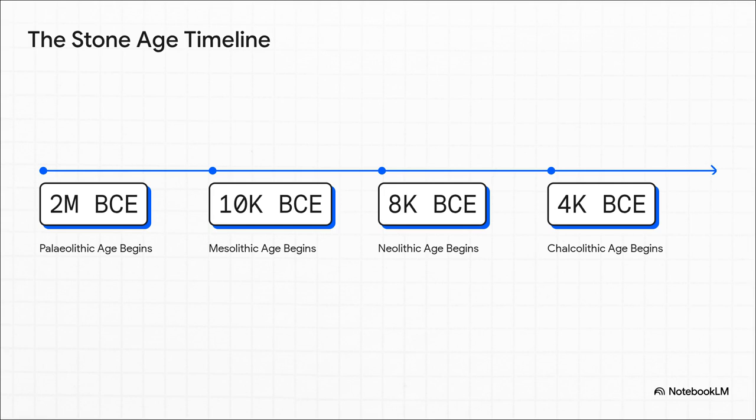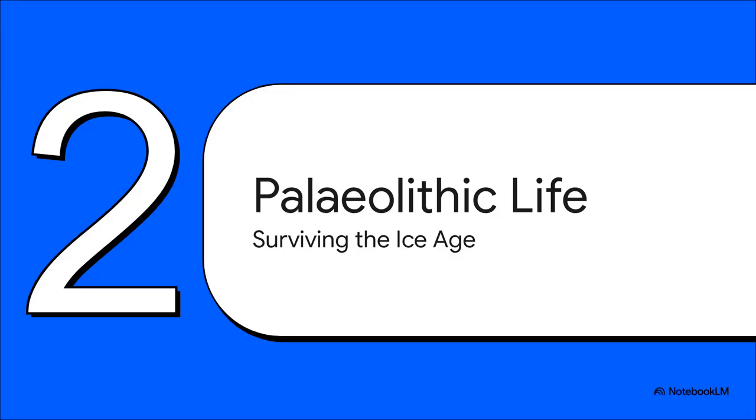Just think about how incredibly long it took us just to reach the Mesolithic Age at 10,000 BCE and then the Neolithic Age at 8,000 BCE. Progress was undeniably slow, but every single step was a vital building block toward the Chalcolithic or Copper Age at 4,000 BCE. Moving right along to Section 2, Life in the Paleolithic, Surviving the Ice Age.